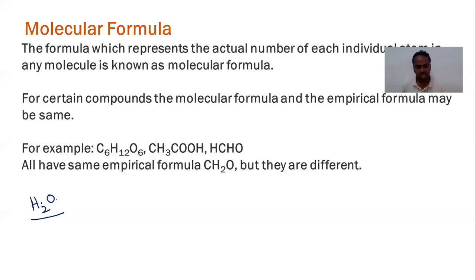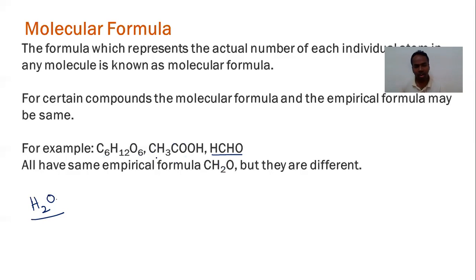In the case of some compounds, the molecular formula may be equal to the empirical formula. So see this one here. If you observe these 3 compounds, this is the compound formaldehyde. Its molecular formula is HCHO, or we can write CH2O. Its empirical formula is also CH2O. Like that, glucose has the molecular formula C6H12O6. Acetic acid has the molecular formula CH3COOH.